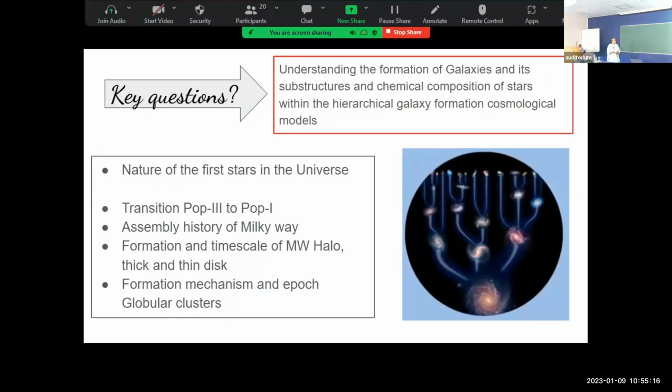So the key question of stellar archaeology, the overarching, bigger goal, is to understand the formation of galaxies and their substructure. The Milky Way has a thin disk, a thick disk, globular clusters, and a halo. We want to understand the galaxy and its substructure and the stars within them, and their chemical composition, starting from a hierarchical cosmological model.